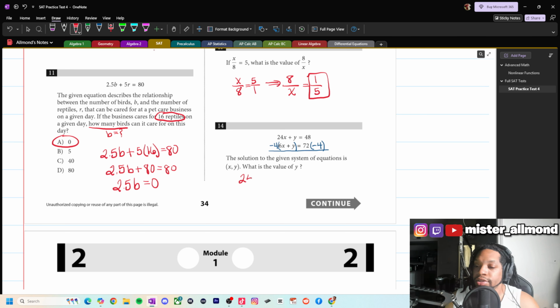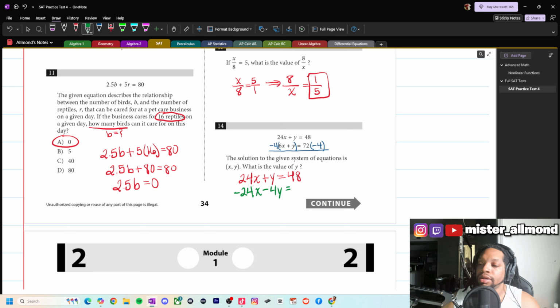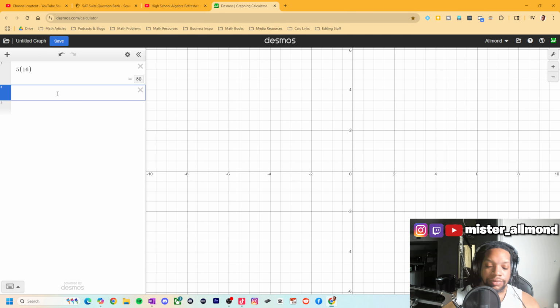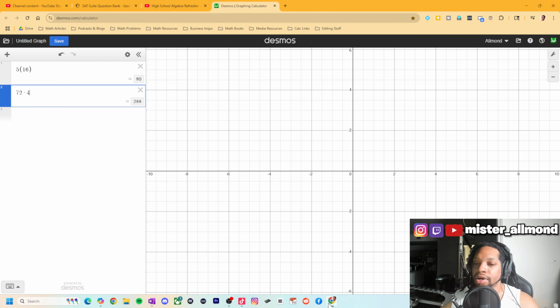So let me rewrite my whole system. So I got 24x. The top equation, I'm just leaving how it is. And then on the bottom, if I distribute, I'll get negative 24x minus 4y. And then 72 times negative 4. What is that? 144 doubled. 288. I could have did that without Desmos. Negative 288. Let me double check to make sure I wrote that right.